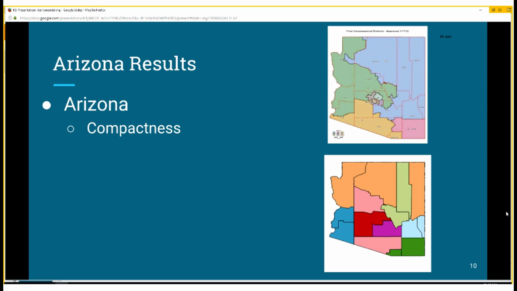So, results for Arizona. In terms of compactness, my redesigned districts scored about a 0.4 on the Paulson-Popper scale versus the ARC, which scored about a 0.3 on the Paulson-Popper scale. And this means that my districts are more compact than the districts produced by the Independent Commission, because the scale ranges from 0, meaning no compactness, to 1, meaning complete compactness. So my redesigned districts fared better on the scale.